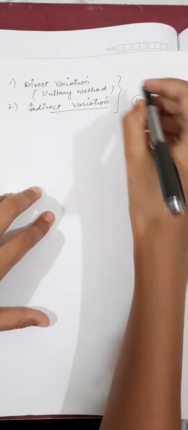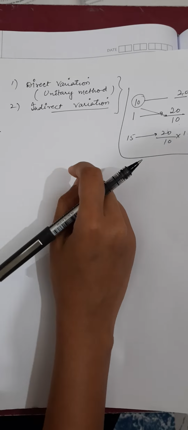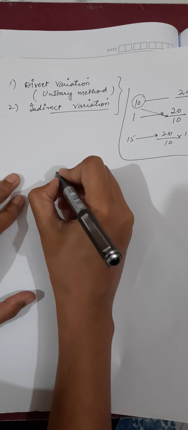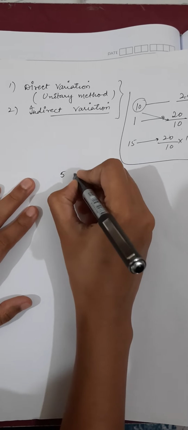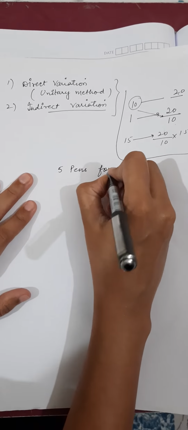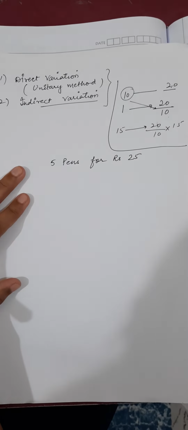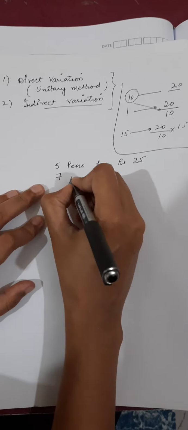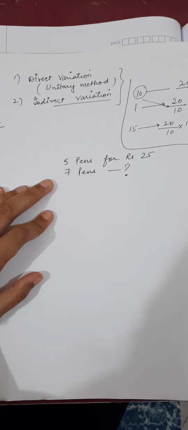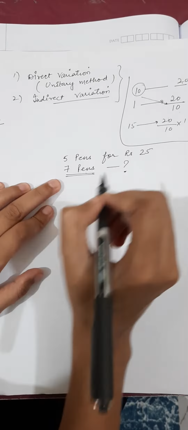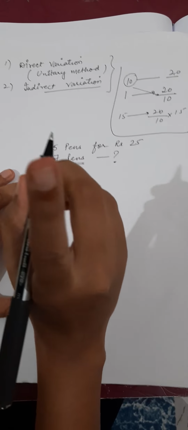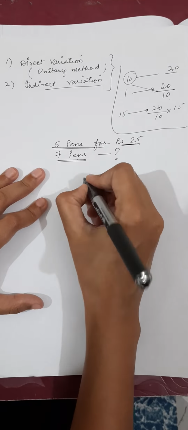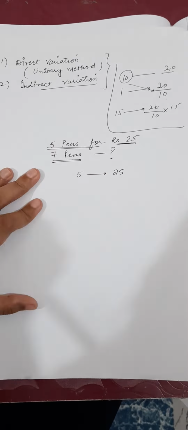For example, let us take one question. The question is, if I say that I have bought 5 pens for rupees 25, you have to tell me that if I have to buy 7 pens, what will be the cost of these 7 pens? For 7 pens how much am I going to pay? Firstly, I know that for 5 pens I am going to give 25.